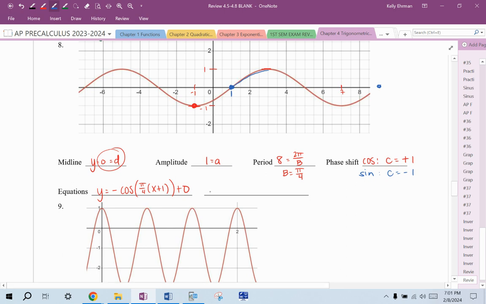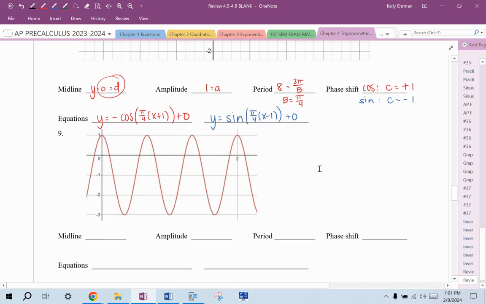For the sine curve, it's y equals, this is a positive sine curve again. So positive sine of pi over 4 times x minus 1 plus 0. Again, if you got something different, if you picked a different section, just check your equation with mine in Desmos.